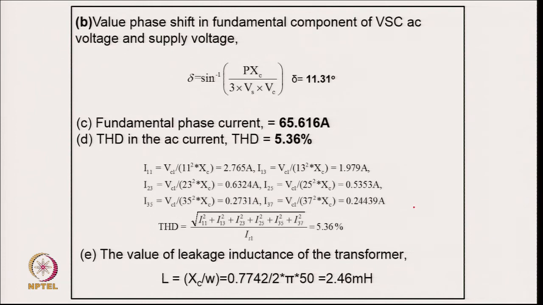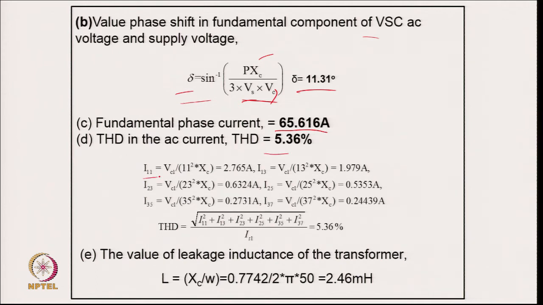And then the phase shift value we can calculate from this power relation, P upon 3V and converter fundamental voltage. So, the phase shift comes to 11.31 by putting in the values of all the components, and the fundamental current we calculate comes to 65.616, and the TAD of the AC current comes to 5.3.